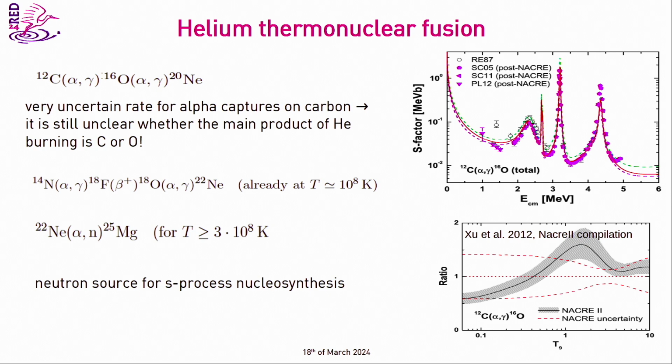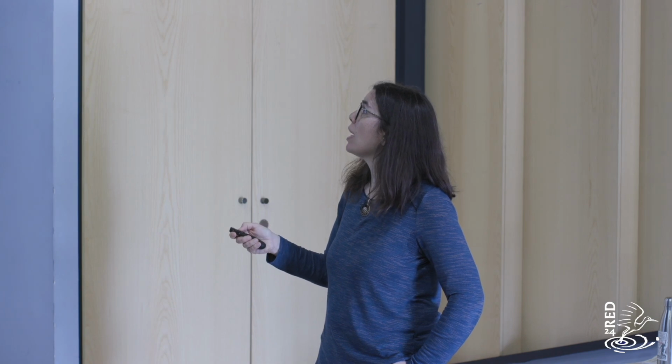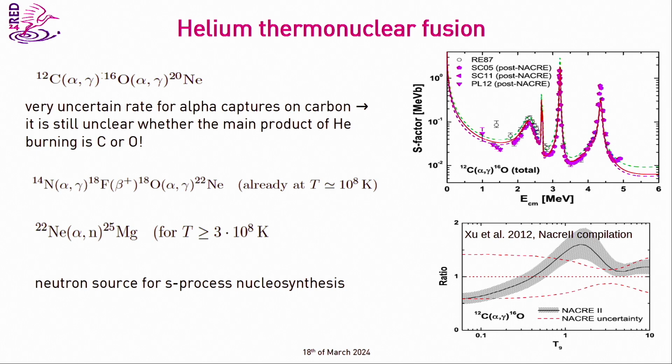And you see that you have several resonances making it, and some of them were discovered late. For instance, these 2 resonances were not known before 2005. So before 2005, we thought that at this energy, there wasn't any resonance. But then they were found experimentally. And so this changes a lot the yield of this thermonuclear reaction. And so the point is that it's unclear what is the main product of carbon fusion.